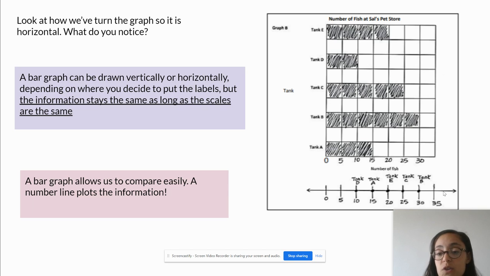So today, boys and girls, your job is going to be to create a bar graph and to complete the work pages that are attached to this document. And if you have any questions, please reach out to your teacher.